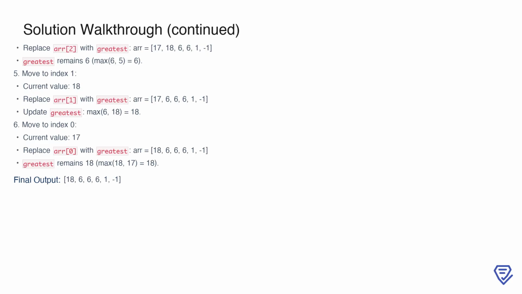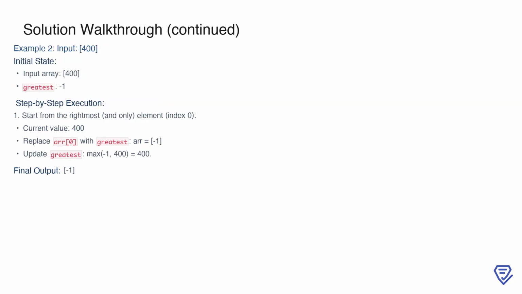Since the maximum of 18 and 17 is still 18, greatest remains unchanged. With this, we have processed all elements, and the final output for this example is 18, 6, 6, 6, 1, minus 1.